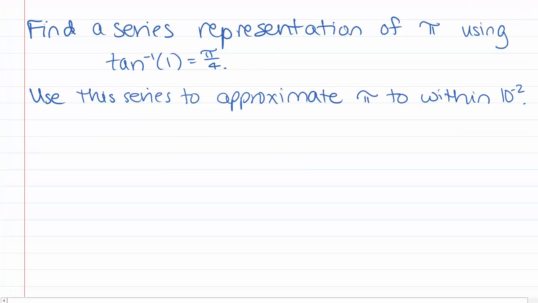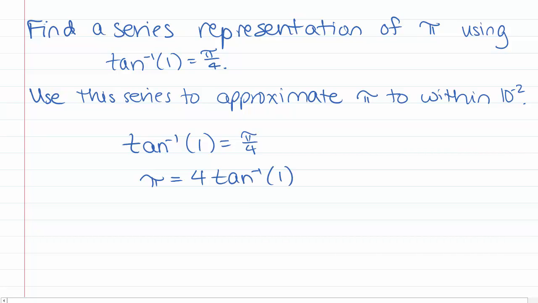All right, now we want to find a series representation for pi using the fact that arctan of 1 is equal to pi over 4. And then we want to use this series to approximate pi to within 10 to the negative 2. So 3.14, right? That's what we're trying to get to. But let's see if that actually works. Well, how are we going to do this? If we know that arctan of 1 is equal to pi over 4, well, we want to find out about pi, right? So that would mean that pi is equal to 4 times arctan of 1.